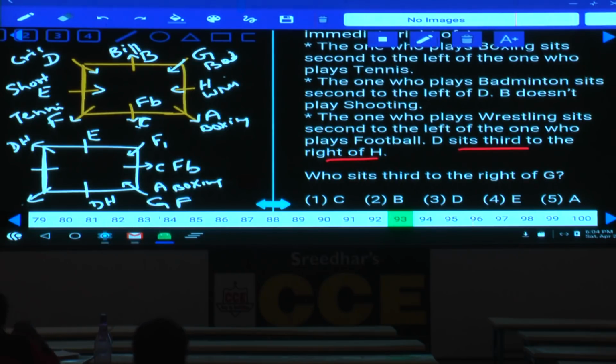Done with this? Now this is about question number 98, 99 and 100. Done with these two, 99 and 100. Now question number 98.